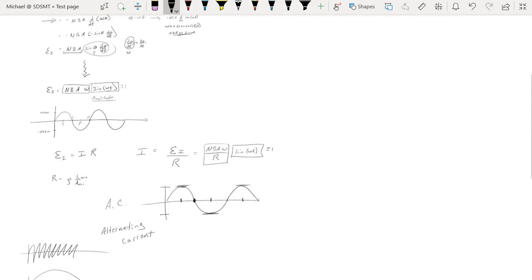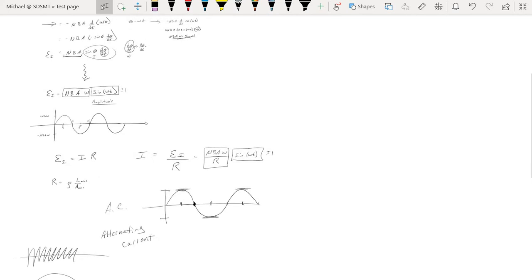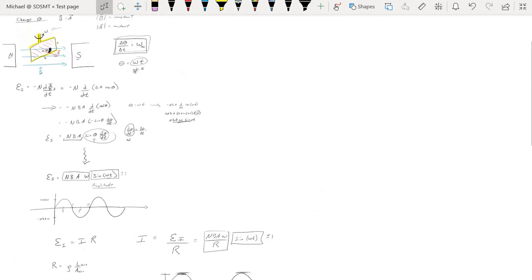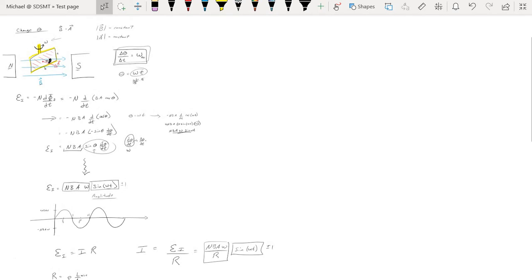Okay, so now that we have that, now that we can see what the induced EMF is and what the induced current is, what is that induced current going to do? Well, we have induced current that is going to be running through this coil, and at this point there's really no advantage to trying to draw the direction of that induced current because it's constantly going to be switching back and forth as we rotate this coil.